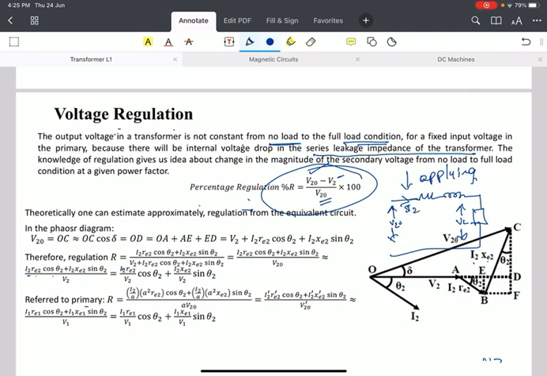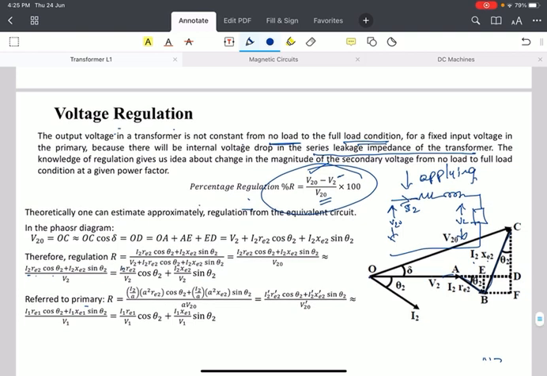From this circuit diagram we can draw this vector diagram. So V2 plus I2R2 plus I2X2 will be the no load voltage of the transformer, that is V20, where V2 is the full load voltage, and there will be a phase shift between the output voltage V2 and the current I2, which we call theta 2.